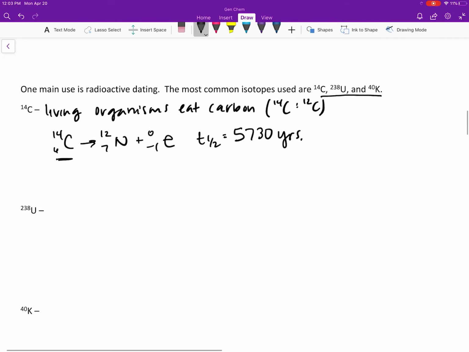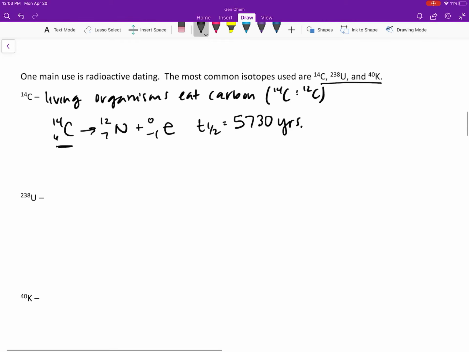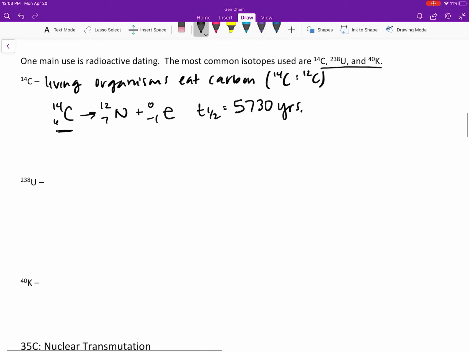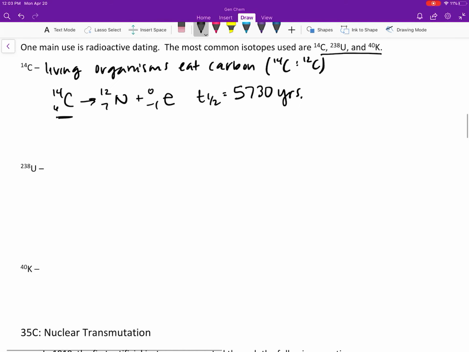Okay. So it's mainly used in living organisms that, once dead, stop eating, and we can use this ratio between the disappearance of carbon 14 to determine how long that organism has been dead. Uranium 238, well, it's going to decay into lead, as we said before. This is really useful to date really old things.